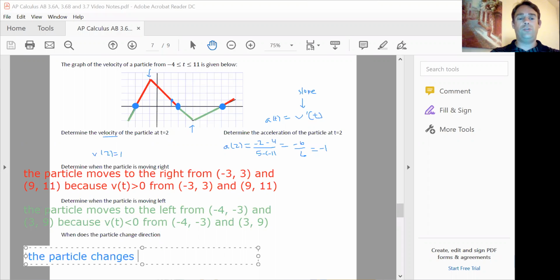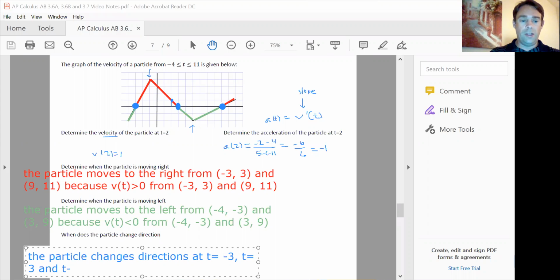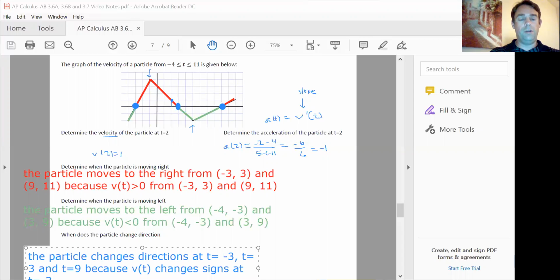The particle changes directions at t equals -3, t equals 3, and t equals 9, because v of t changes signs at t equals -3, t equals 3, and t equals 9.